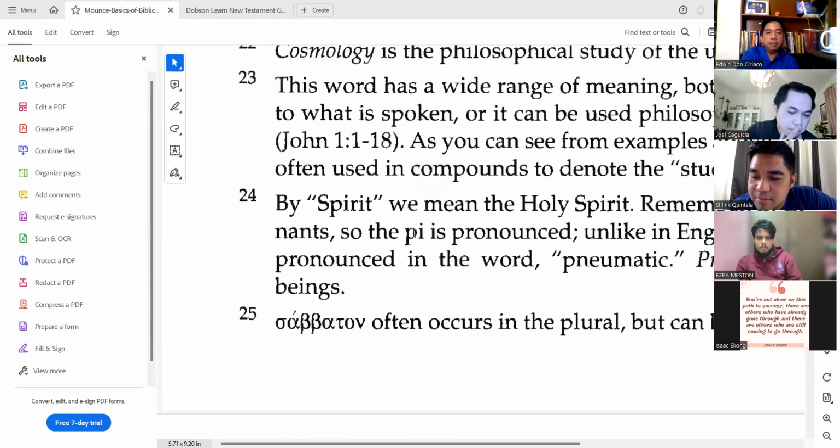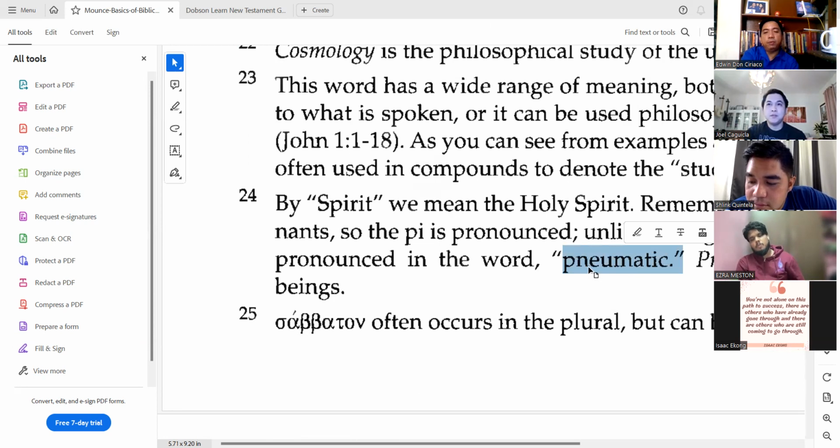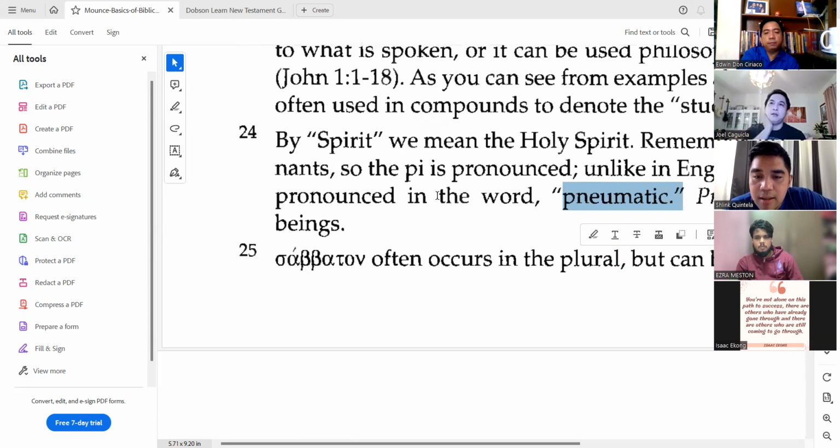The pi is pronounced as a small p. This one is pneumatic. But of course, others would simply ignore the pi. But you know what? That is the one that the speaker is referring to. And then Sabaton.